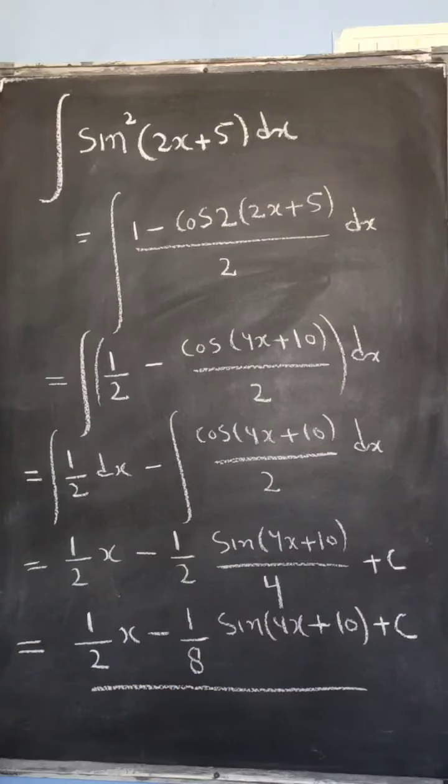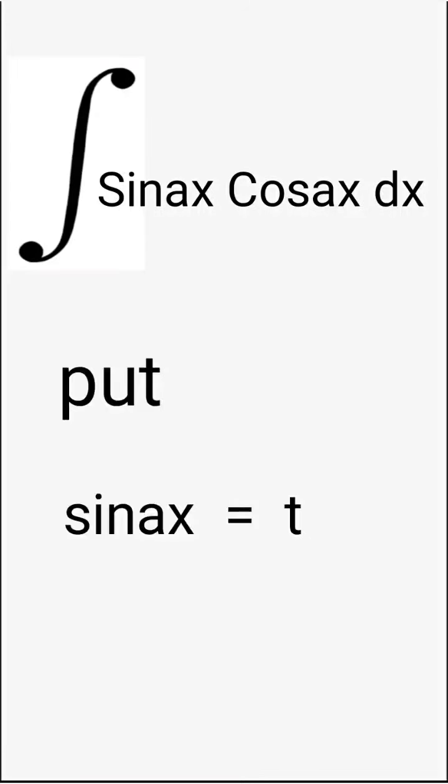That completes the question. Now if integrand is product of sine and cosine functions, and sine and cosine functions have same angle, as in this case the angle is ax, so we put cosine of ax or sine of ax equal to some other variable, say t. So we can use this substitution to evaluate such integrals.